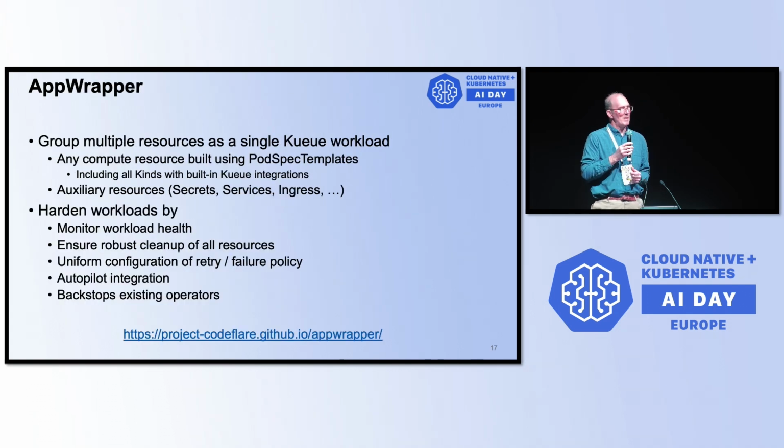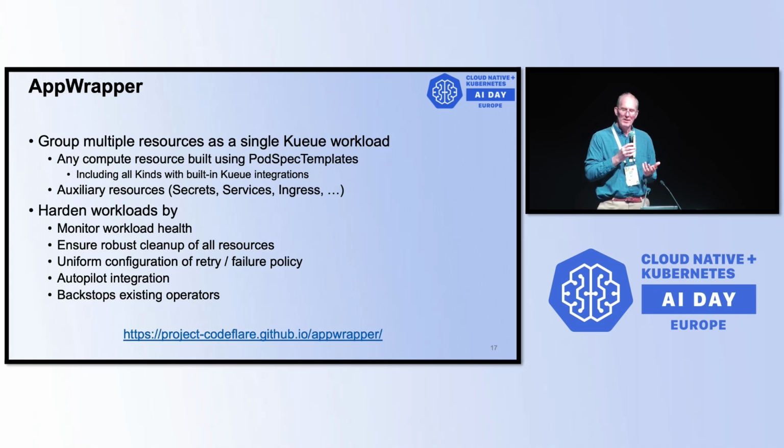All right, the second thing is App Wrapper, which we've heard about. App Wrapper plays several roles in our software stack. There are two key things I want to talk about. First, it lets us group multiple resources together as a single workload. Some of our workloads are more complex. They may have multiple kinds of compute resources. They may have auxiliary resources such as services, secrets, or ingresses. And so our users put all the resources for their job inside a single App Wrapper, and that's what gets admitted or queued or preempted by Kueue. So we keep all this stuff together and manage it as a single thing.